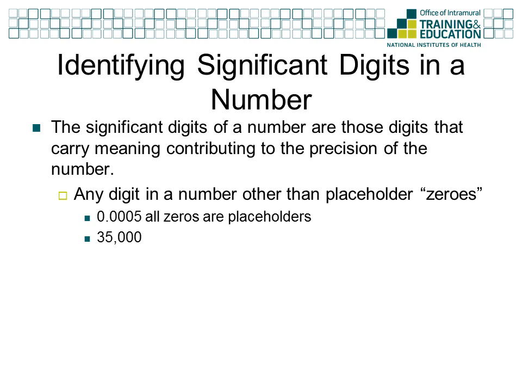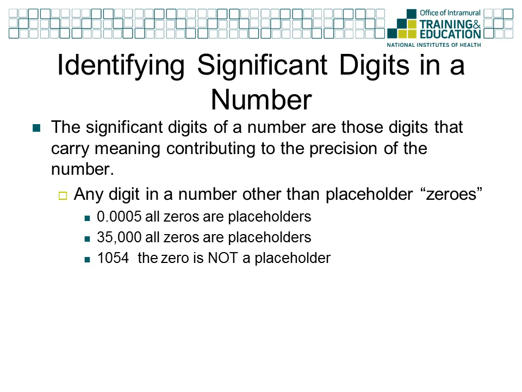So in the number 0.0005, all the zeros are placeholders. So which zeros are placeholders in the number 35,000? All of them. Now, is a 0 in the number 1054 a placeholder? No, it is not, because there are integers on either side of it. Therefore, that 0 is significant.